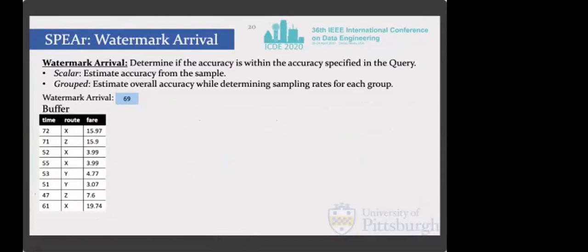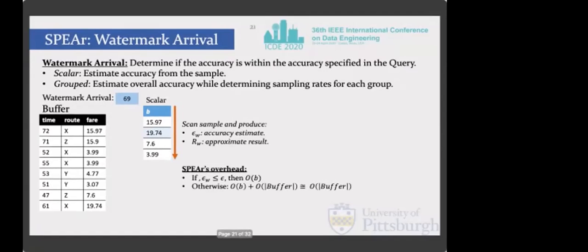At watermark arrival, a window is complete and the worker has to stage tuples for processing. At this point, a SPE worker decides whether B's contents can produce an approximate result within the desired accuracy. For scalar operations, the worker scans B and produces an accuracy estimate along with an approximate result. If the estimated accuracy is less or equal to the desired accuracy, then the approximate result is used as the window's result. Otherwise, the whole window needs to be processed.